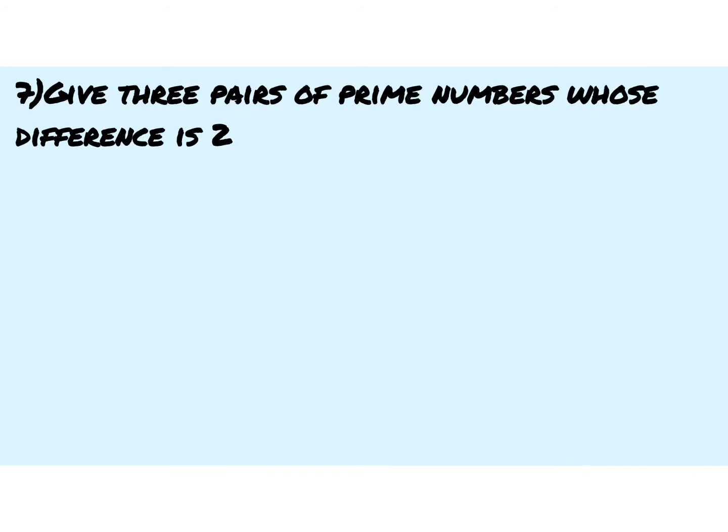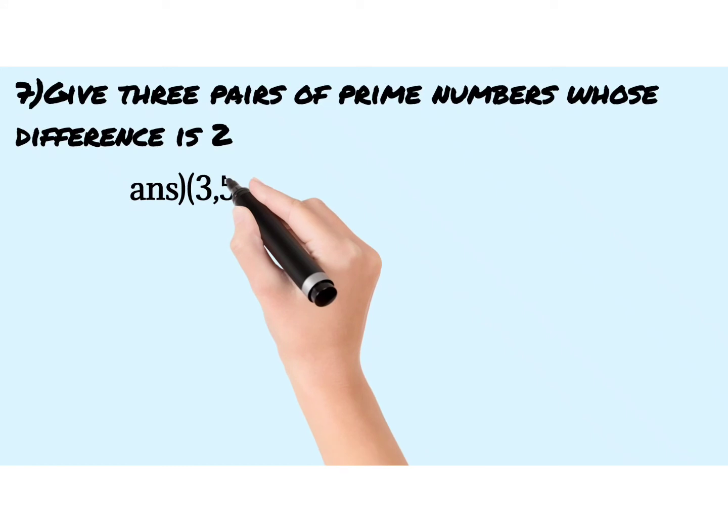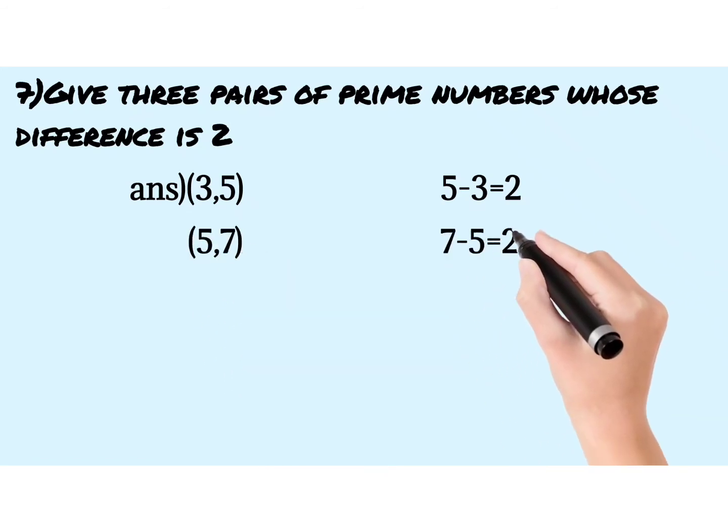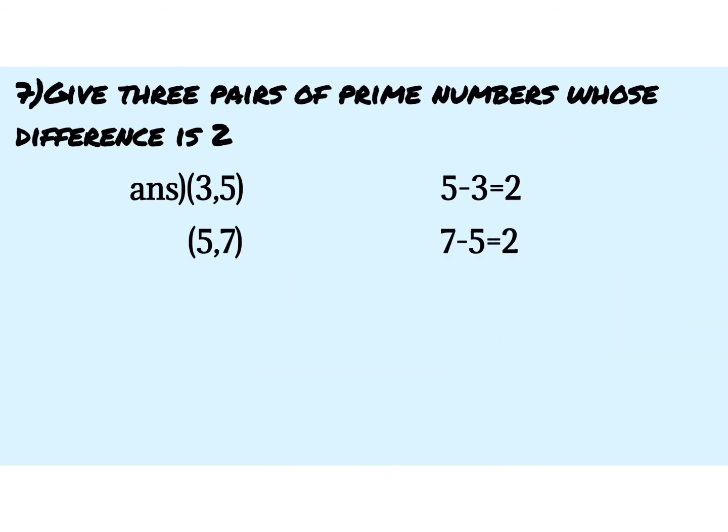Now 7th question. Give 3 pairs of prime numbers whose difference is 2. Here we have to find 3 pairs of prime numbers whose difference is 2. So the first pair we can take here is 3 and 5. So write here 3, 5. If we subtract 5 minus 3, the difference is 2. Then the second pair, 5 and 7. If we subtract 7 minus 5, the difference is 2.